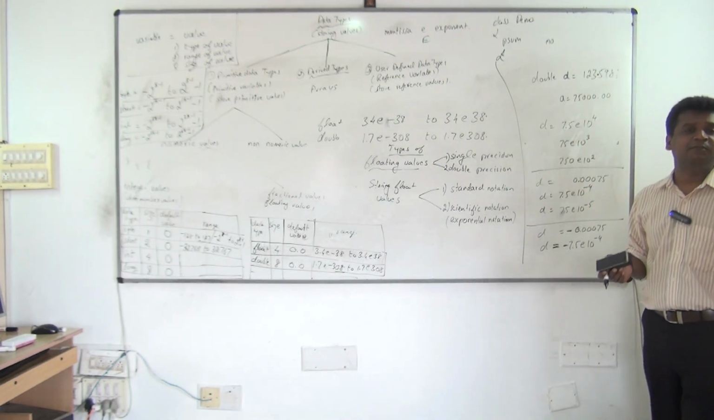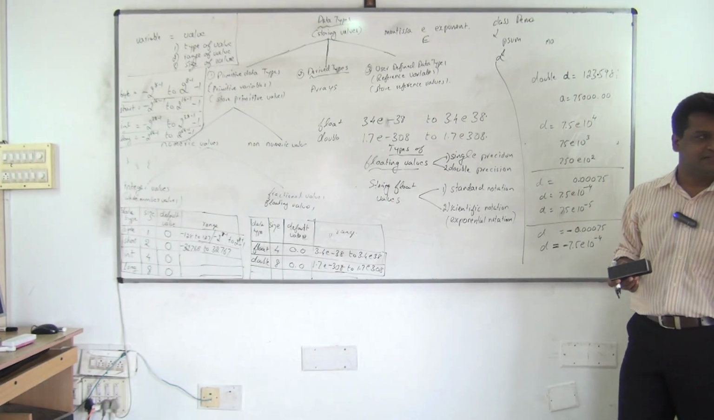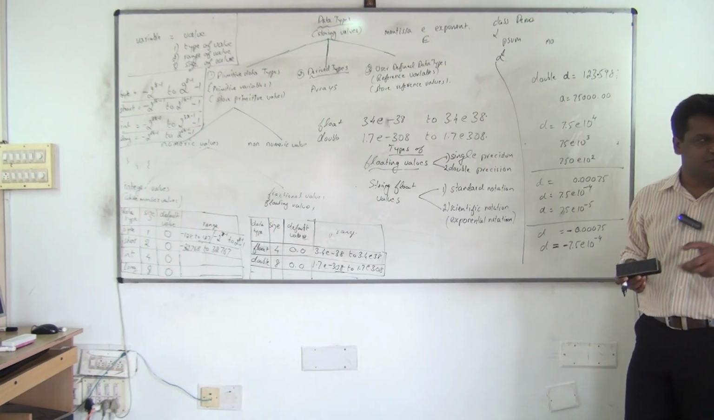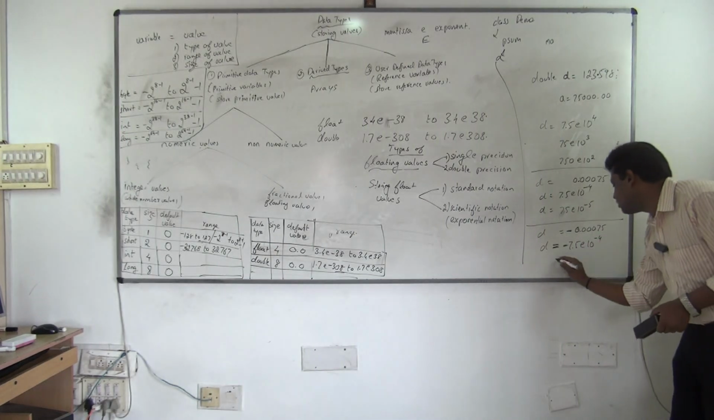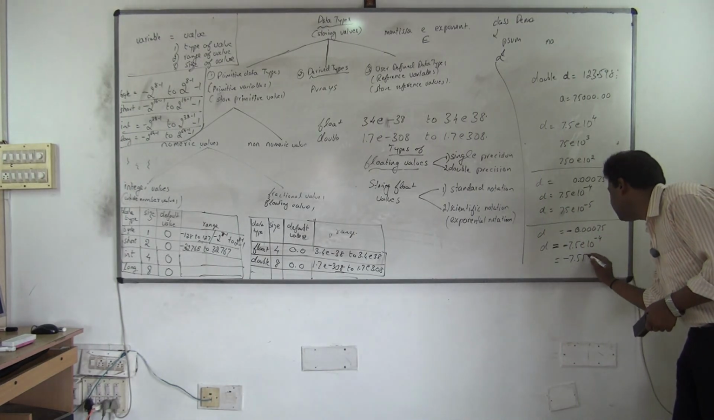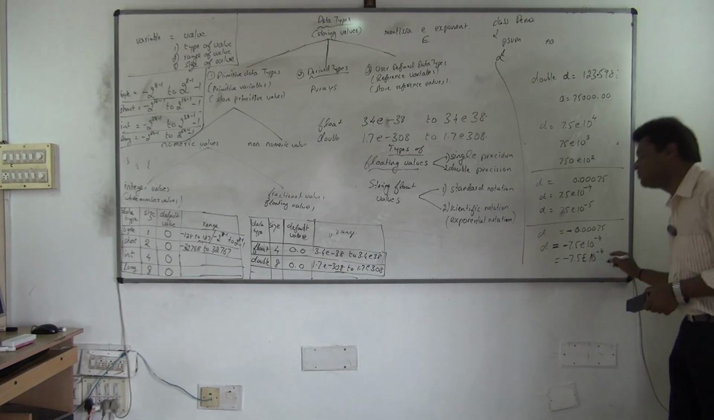But if you want to store a single precision value, add F. That's it, caps or small. And if you want to store it in scientific notation also, add E. See, this can be caps or small. Minus 7.5 E 10 to the power of minus 4 is valid.